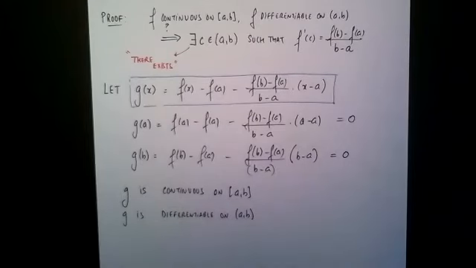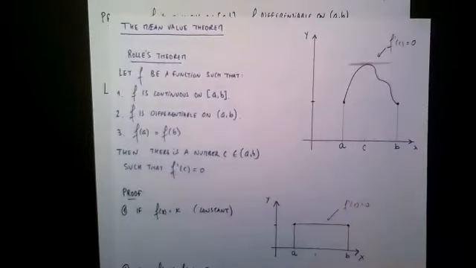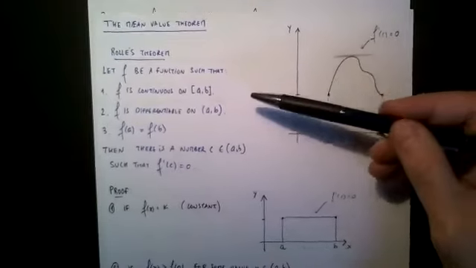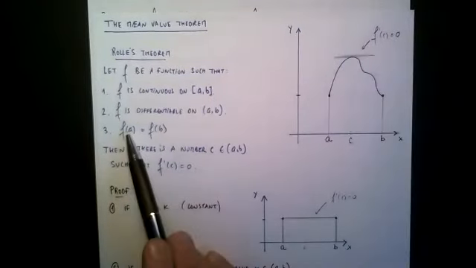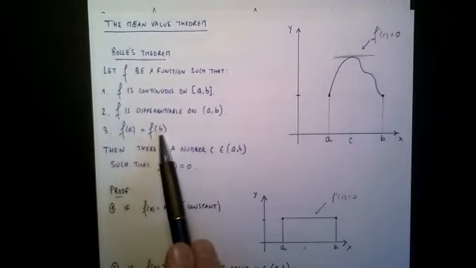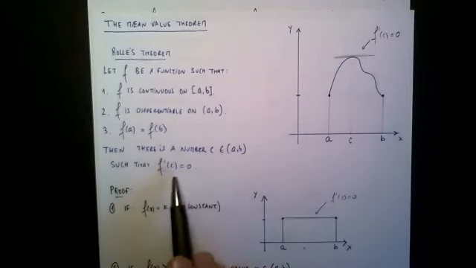I'm going to remind you Rolle's theorem. Rolle's theorem was saying that if it is continuous, differentiable, and if f of a is equal to f of b, which is the same we have now, g of a is equal to g of b, then we could say that there is a value c for which f prime is equal to 0. Good?